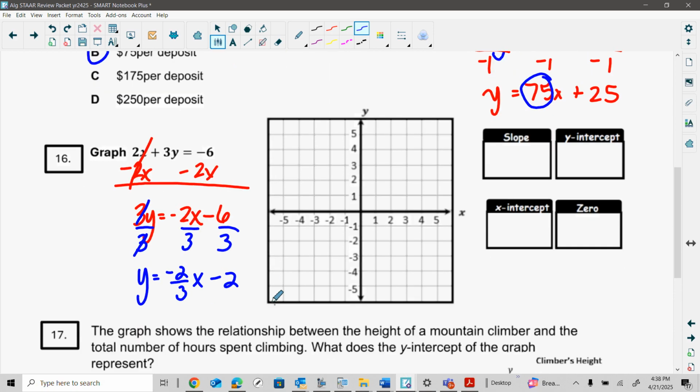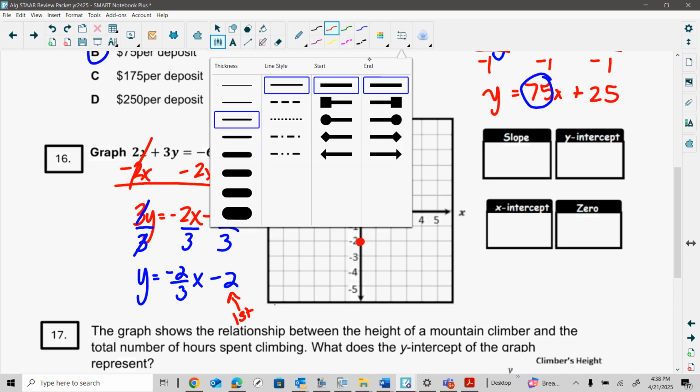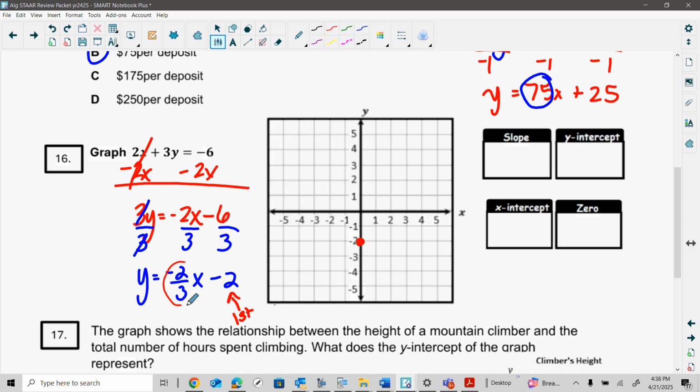So we have to remember how to start when graphing this. We always start with the y-intercept. We do this first. This is where the graph touches the y-axis. So we go down to a negative 2, plot a point. And then we get a different font. This is what we graph second.